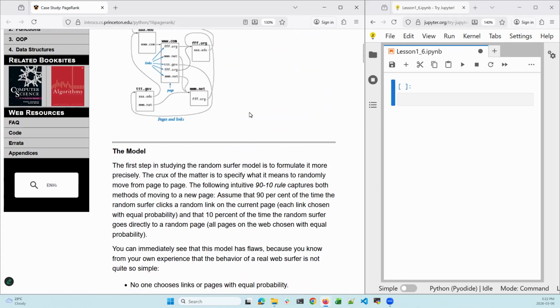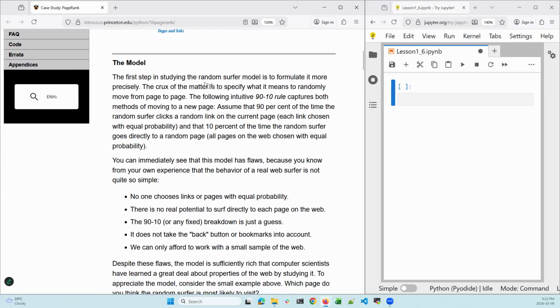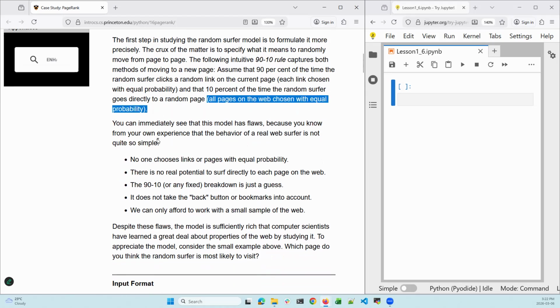The model. The first step in studying the random surfer model is to formulate it more precisely. The crux of the matter is to specify what it means to randomly move from page to page. The following intuitive 90-10 rule captures both methods of moving to a new page. Assume that 90% of the time the random surfer clicks a random link on the current page, each link chosen with equal probability. The other 10% of the time the surfer goes directly to a random page, all pages on the web chosen with equal probability.